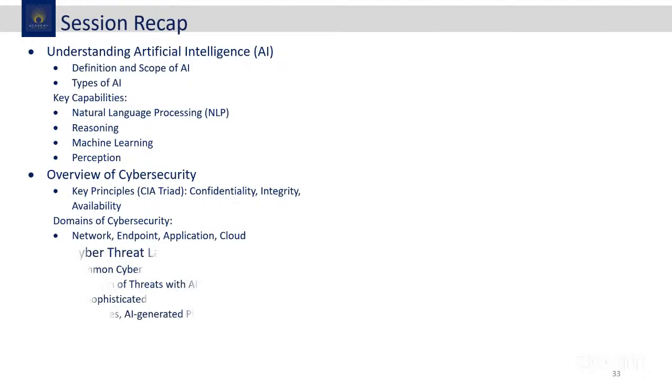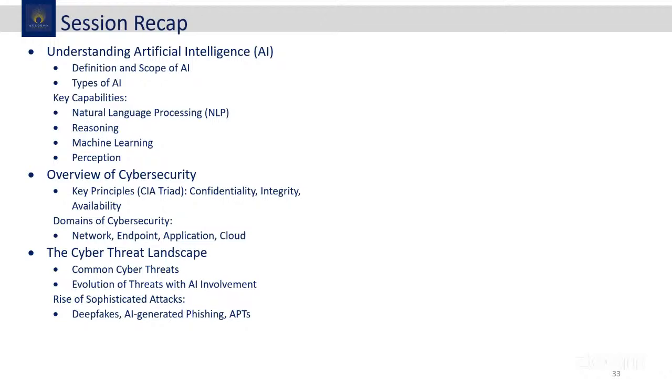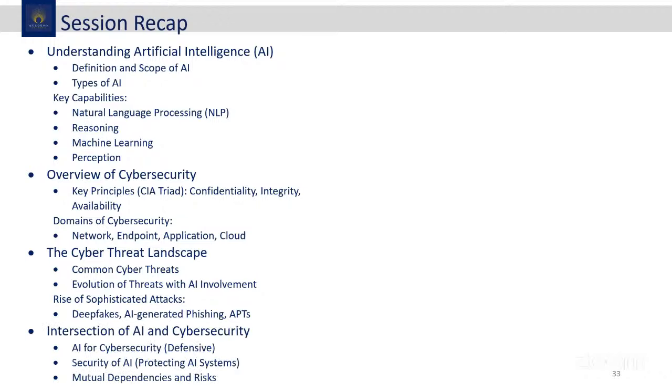The next one is the cyber threat landscape. We talked about common cyber threats and the evolution of threats with AI involvement. We also talked about the rise of sophisticated attacks: deepfakes, AI-generated phishing, advanced persistent threats, and the like. Then we also touched briefly on the intersection of AI and cybersecurity. We're out of time today, so in our next class, we'll continue from here.